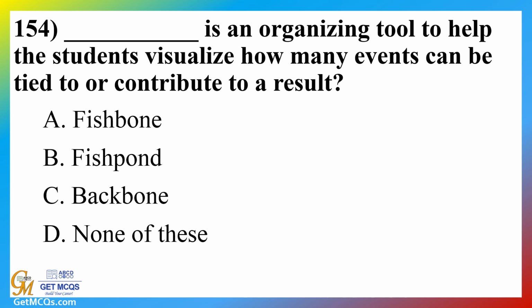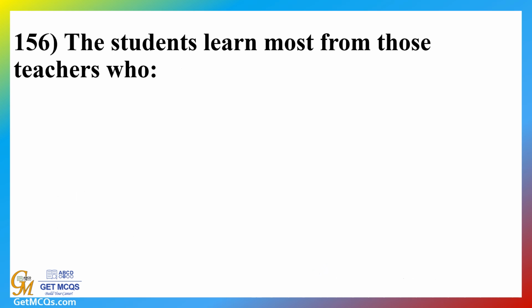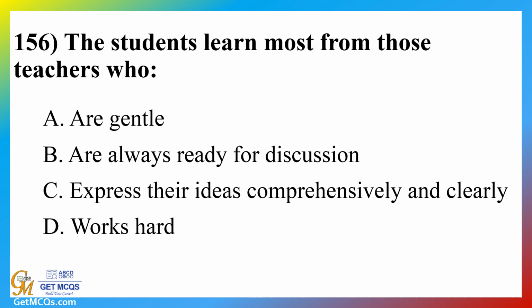154. Is an organizing tool to help the students visualize how many events can be tied to or contribute to a result. Answer: A. Fishbone. 155. The more parts of your brain you use, the more likely you are to information. Answer: D. Retain. 156. The students learn most from those teachers who. Answer: A. Are gentle.